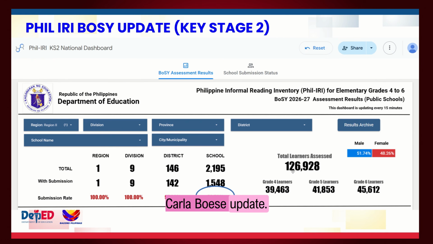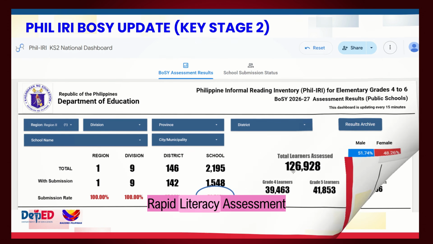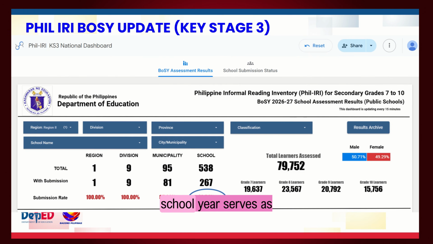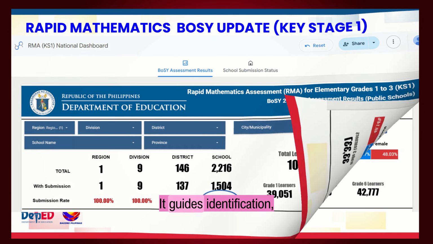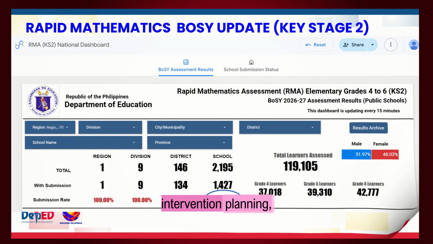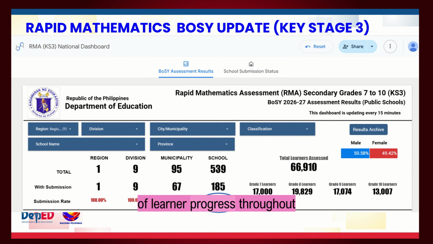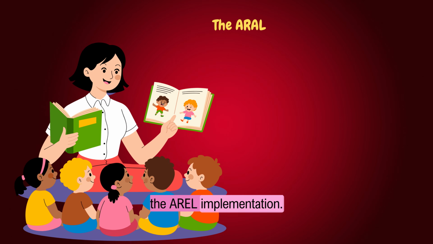CRLA update. The Comprehensive Rapid Literacy Assessment at the beginning of the school year serves as the primary diagnostic tool. It guides identification, intervention planning, and monitoring of learner progress throughout the ARAL implementation.